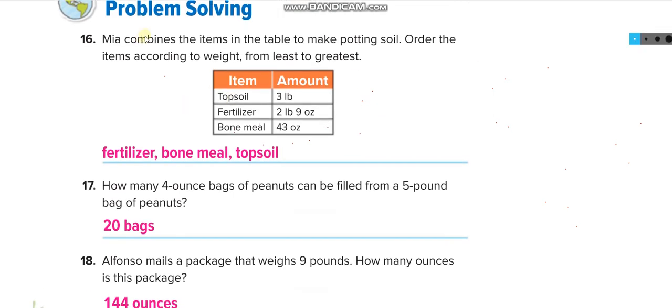Here you have to order from least to greatest. So we know this is 3 pounds, this is 2 pounds and 9 ounces. This is, if 2 pounds are 32 ounces, 32 and then 11 ounces. So this is 2 pounds 11 ounces. So of course this one is the least one, fertilizer. Then this one, 2 pounds 11 ounces, bone meal, and then 3 pounds topsoil.